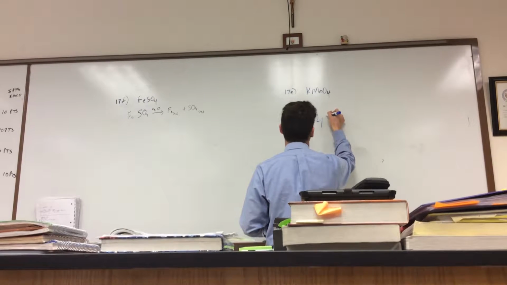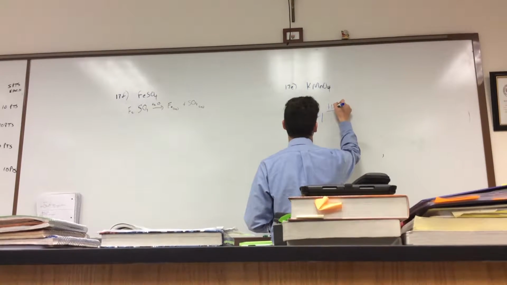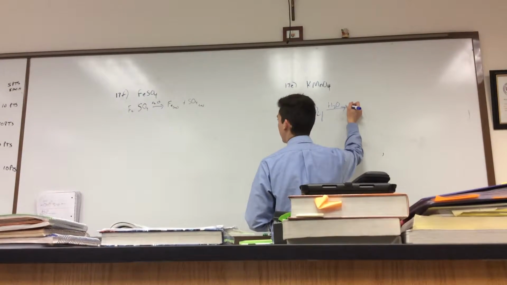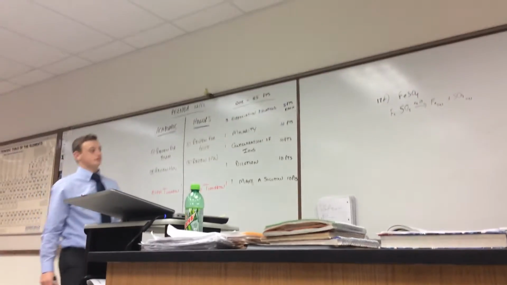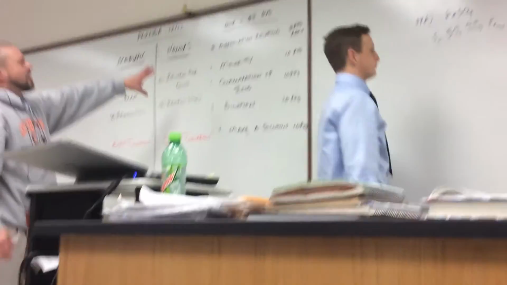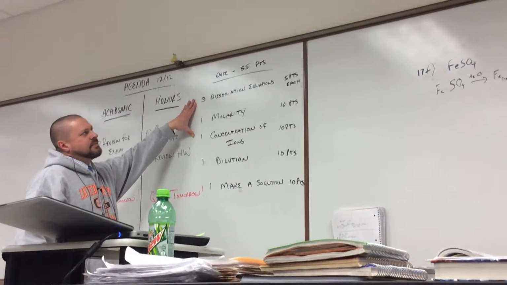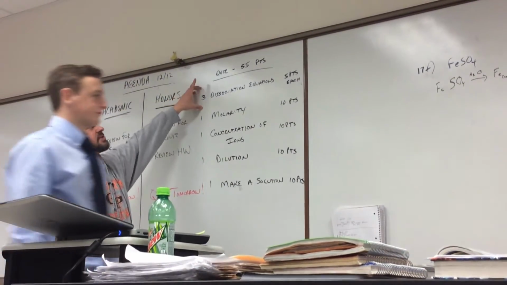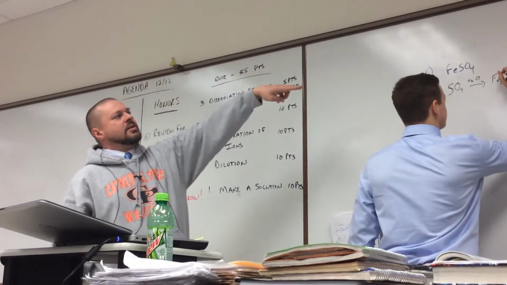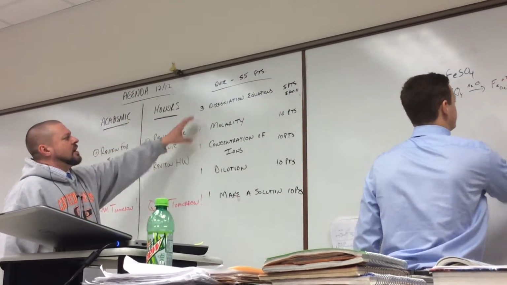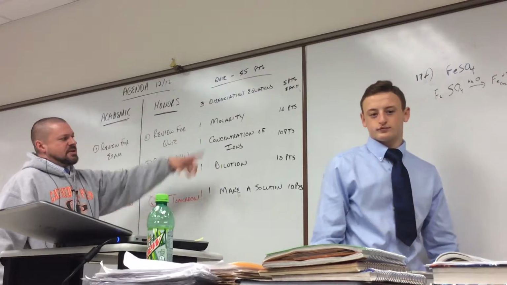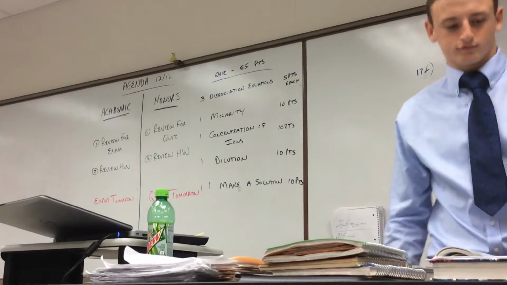So we're writing dissociation reactions. And Calvin, if you point up there, so for Ian, on review day, what we usually do is we write down what kind of problems you're going to have. So for their particular test, they have 3 dissociation equations, which are what they're doing right there. And then we're going to go through the other types of problems here, and the point values are listed too.